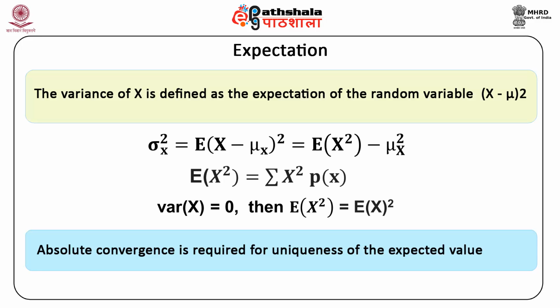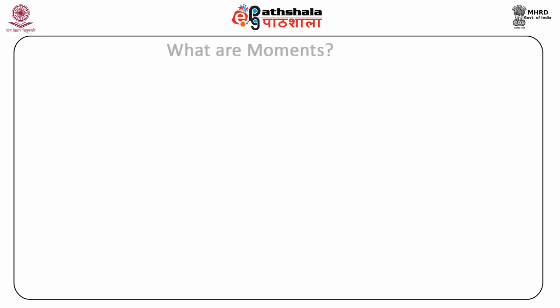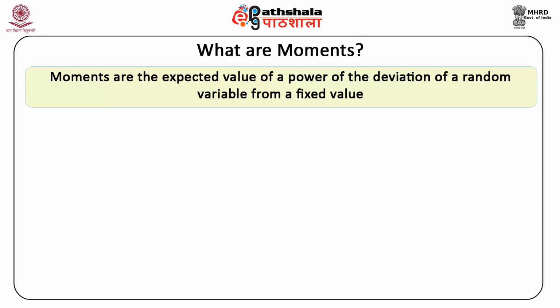Absolute convergence is required for uniqueness of the expected value. Moving on to the discussion of moments. Moments are the expected value of a power of the deviation of a random variable from a fixed value. So symbolically, M_c^n is equal to E[(X - c)^n].